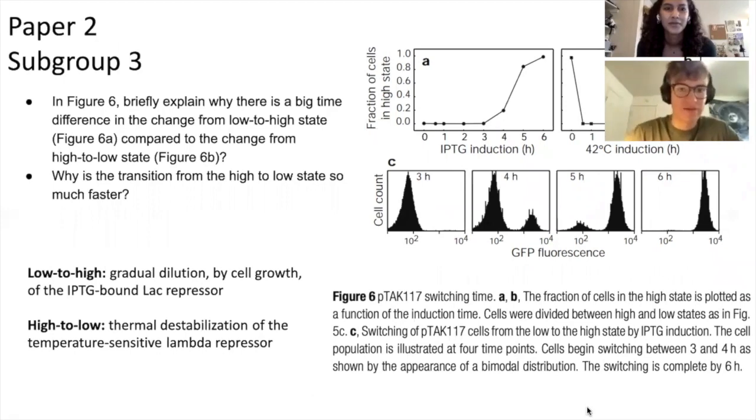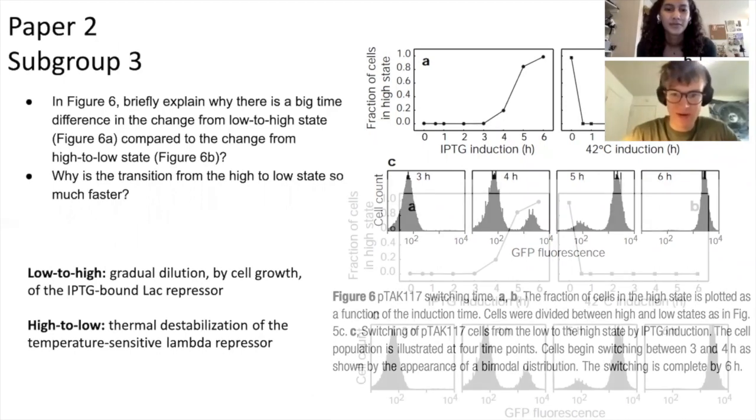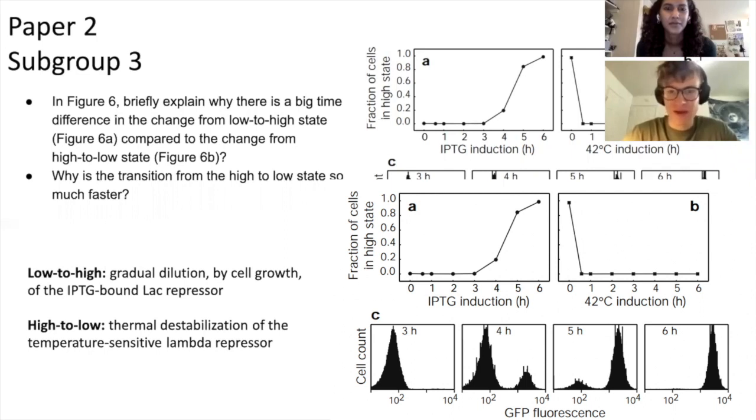All right, so in figure 6, we see in the PTAC 117 that the switch from the low to high state takes a long time. We can see here the time course going from 0 to 6 hours. Then the transition from the high to low state goes very quickly, under 30 minutes. So in this part, they're asking why the transition from the high to low state is so much faster.